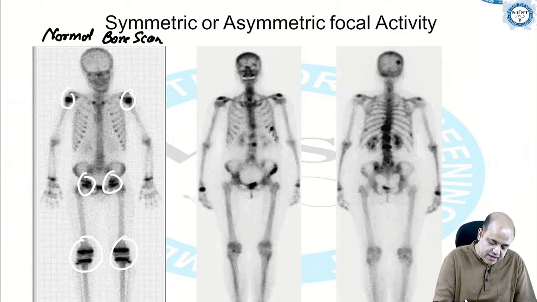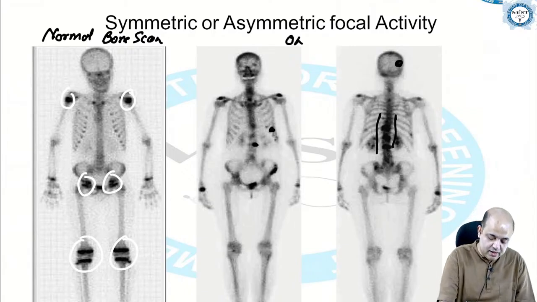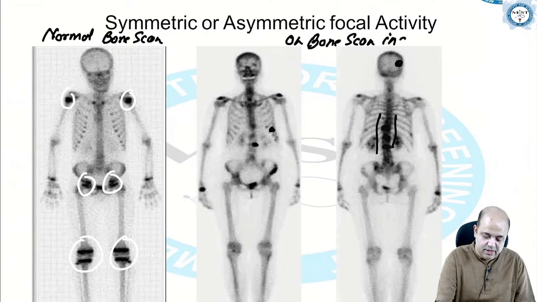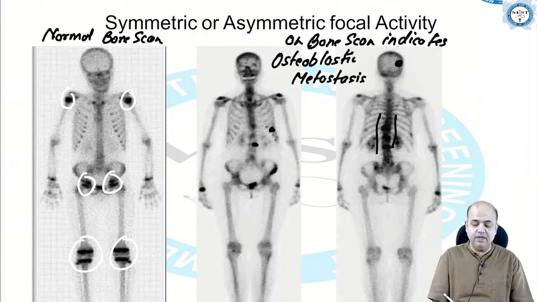Here what do we see? We see areas of asymmetric uptake in the vertebra. Asymmetric uptake on bone scan indicates osteoblastic metastasis.